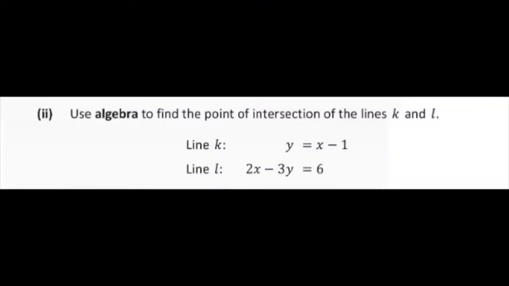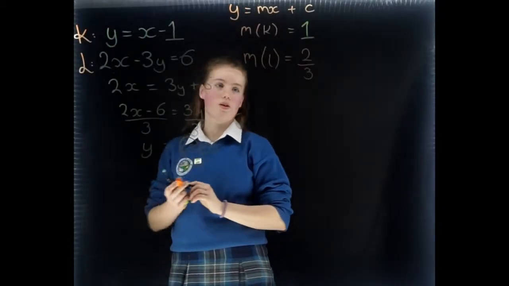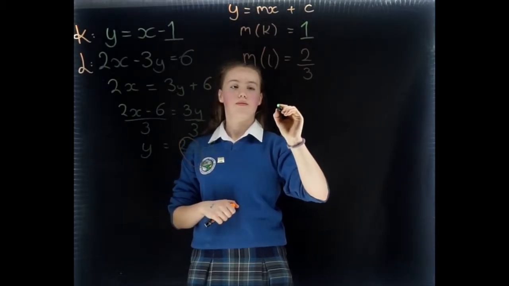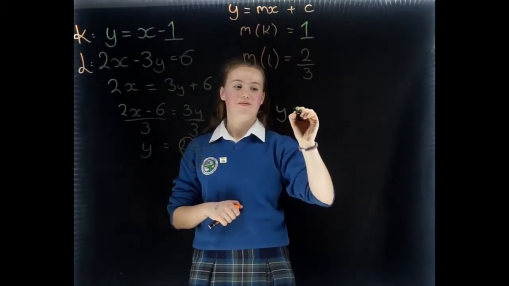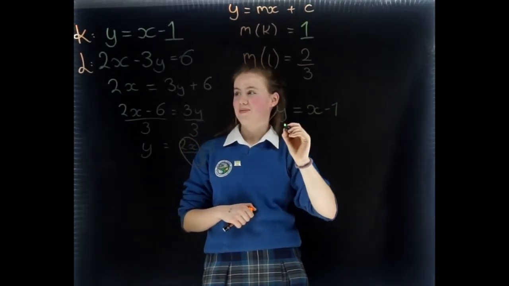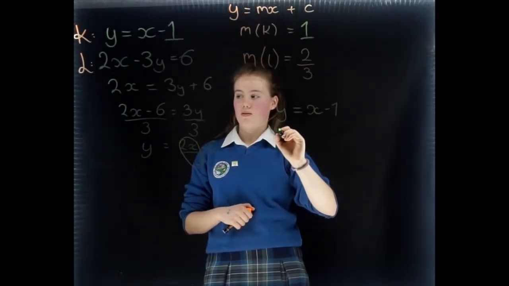The next part of this question asks us to find the point of intersection between two lines. To do this, you use simultaneous equations. So first, rewrite your equations one under the other so that the y's are under the y's and the x's and constant terms are also lined up.